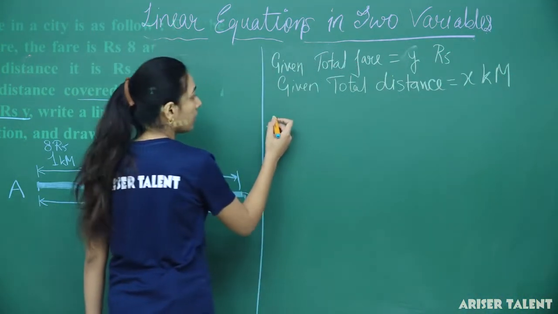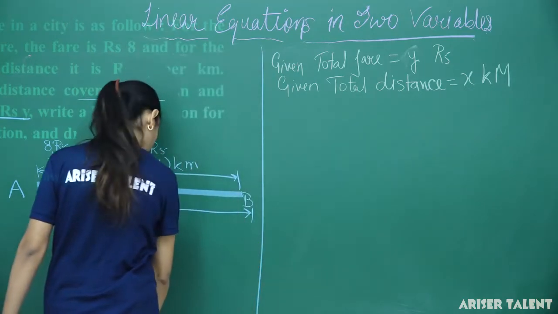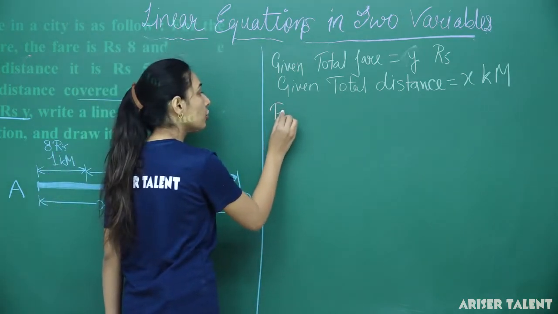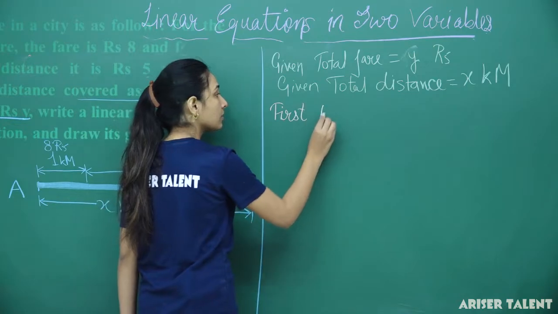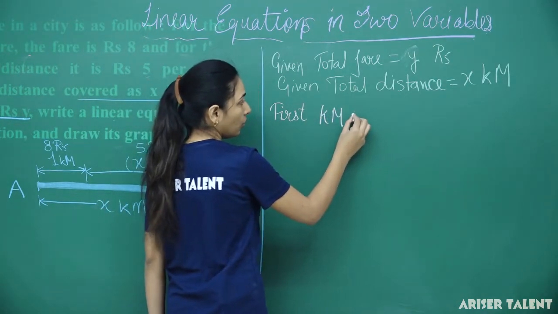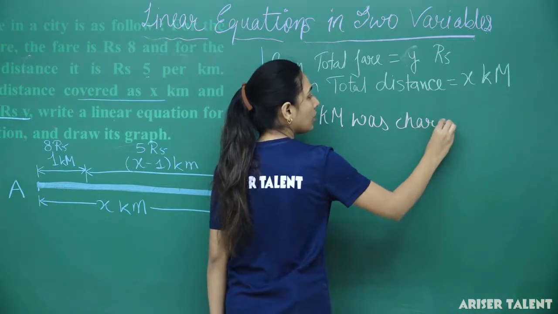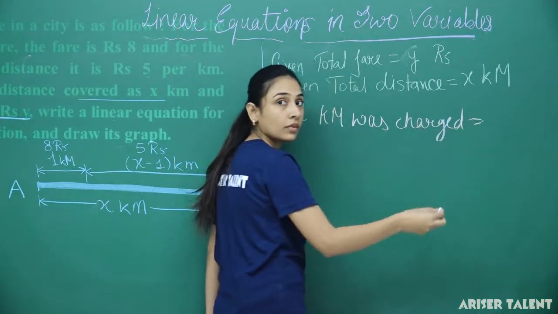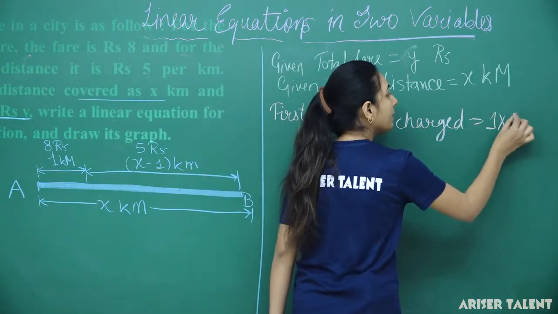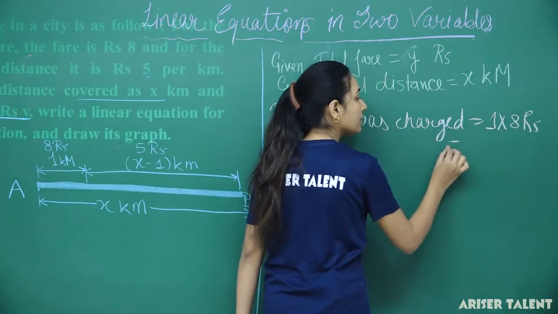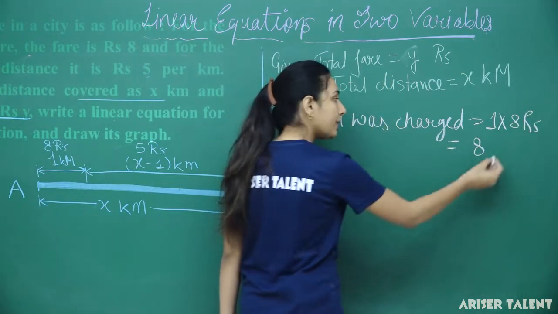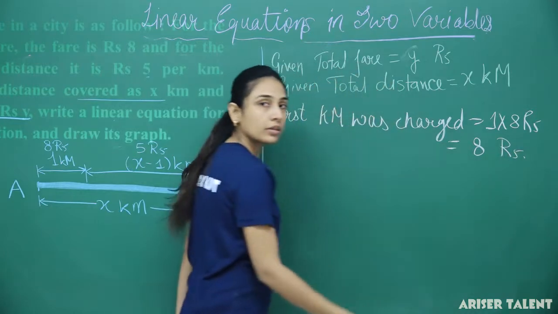Okay. Now the first kilometer was charged equals to 1 multiplied by 8 rupees, that is equals to 8 rupees, right.